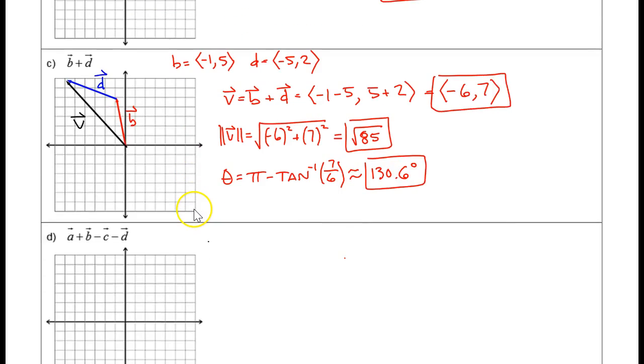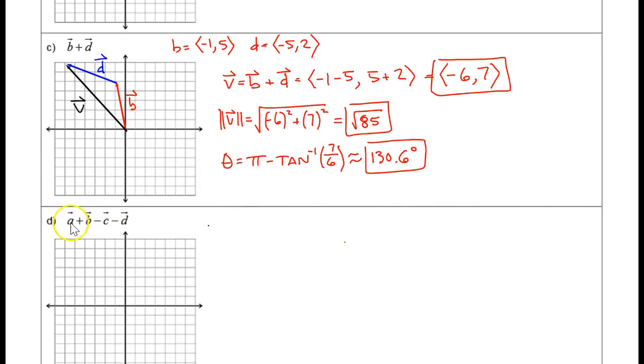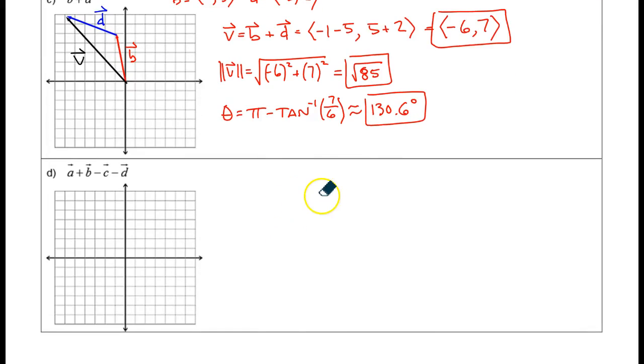This one's kind of crazy. We actually have the resultant of 4 different vectors. So we've got to do multiple vector additions here, and I'm going to show you how you can do that graphically, and then we'll look to see what it looks like algebraically.